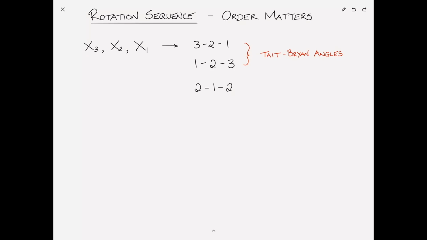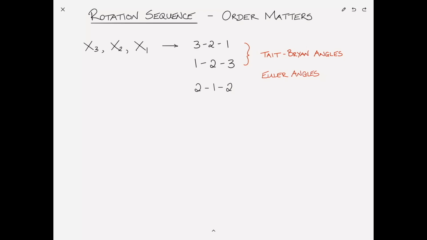It turns out that a sequence like 2-1-2, where one of the axes is repeated, is in fact an Euler angle sequence. But again, I don't think anyone is going to come after you, certainly not in my experience, for referring to all of these as Euler angle sequences.